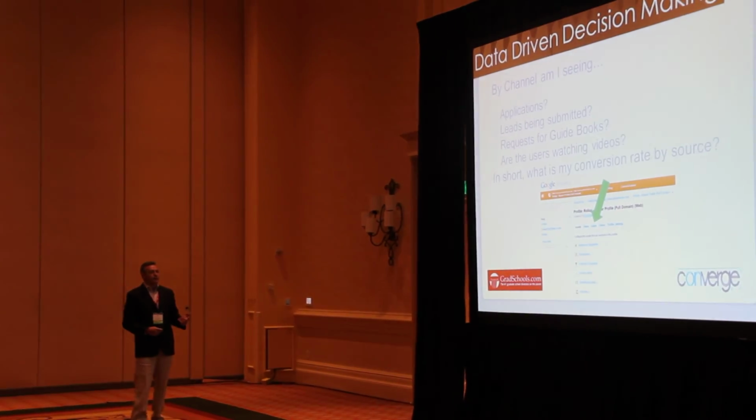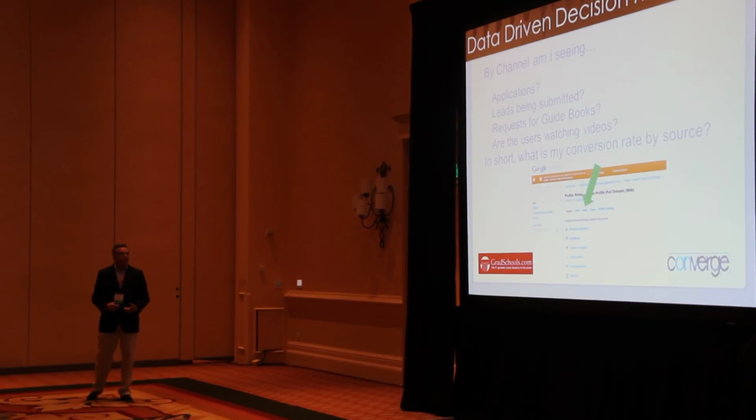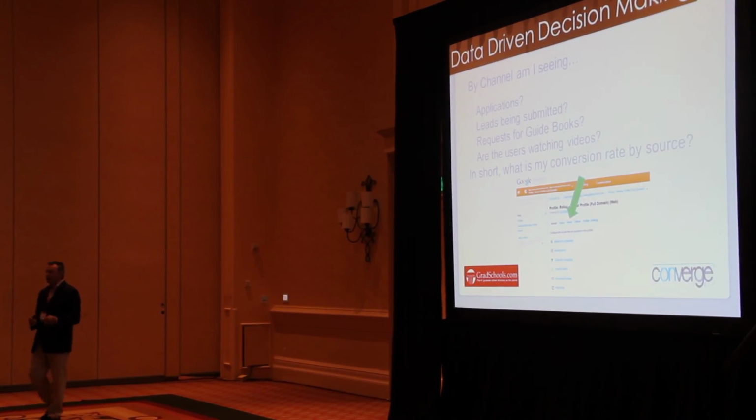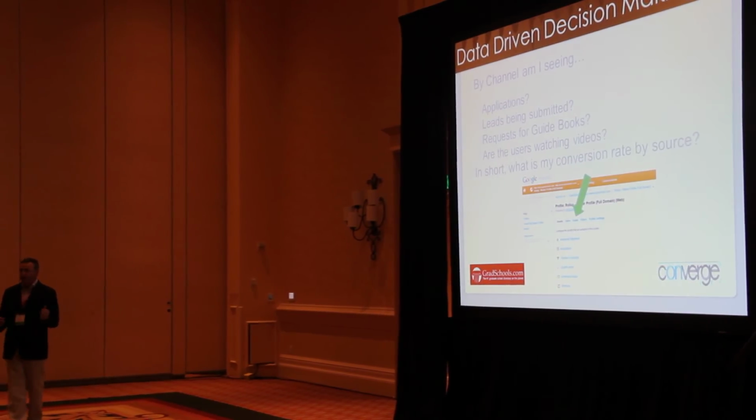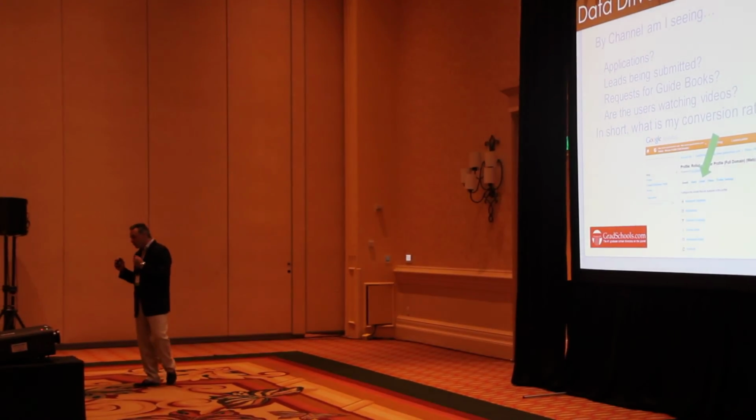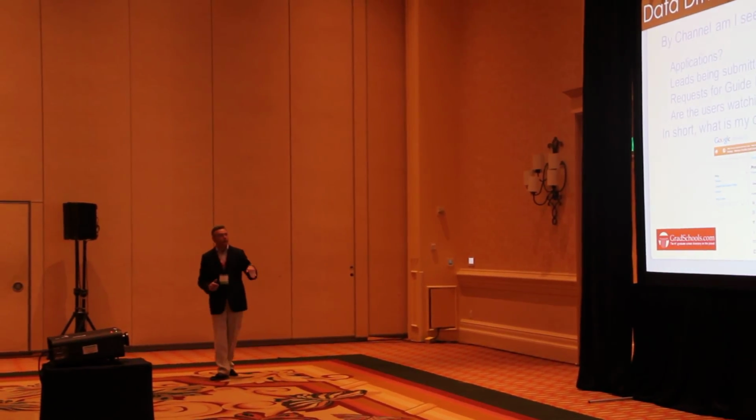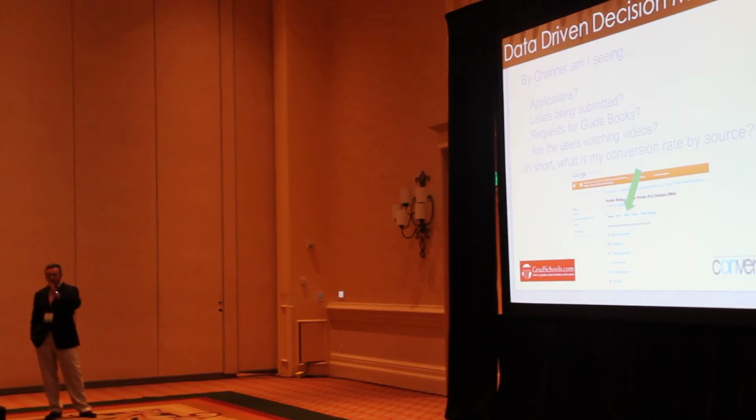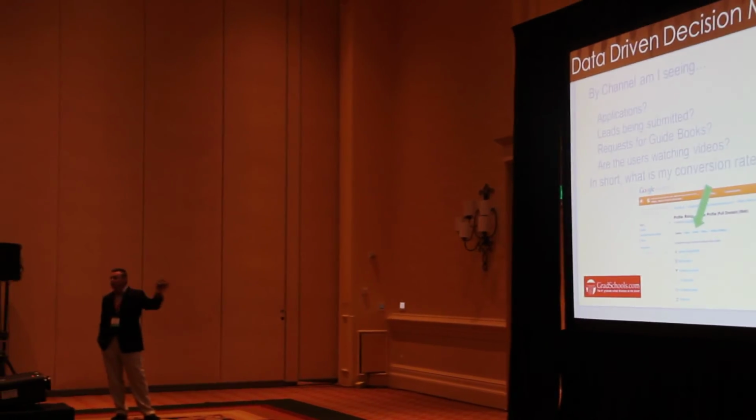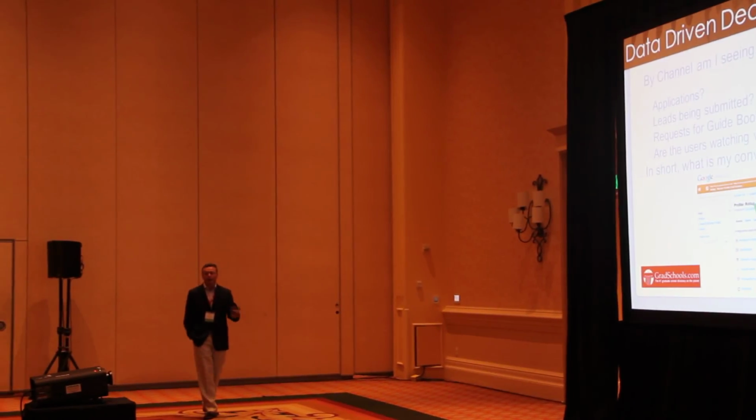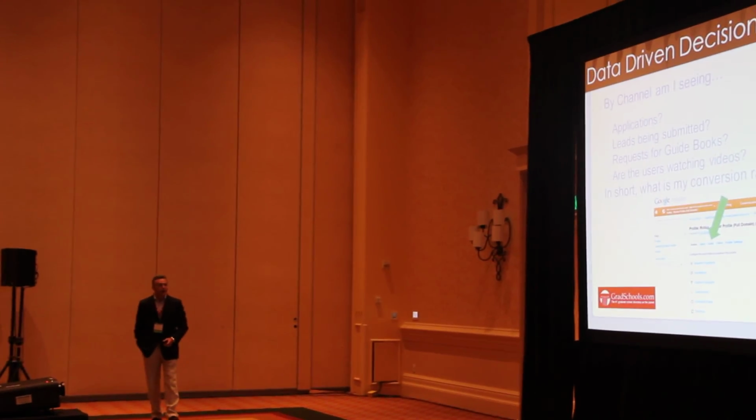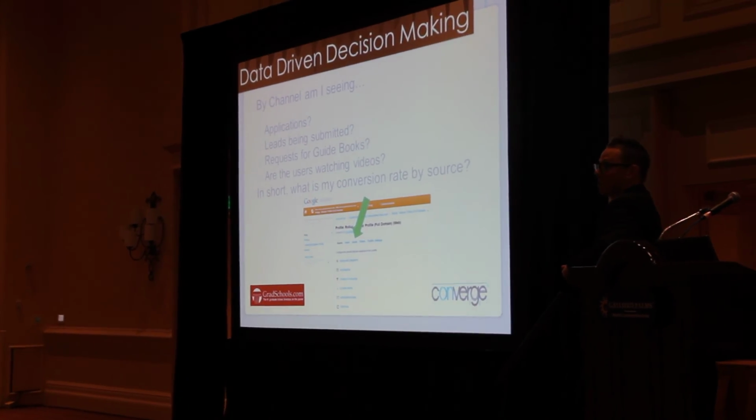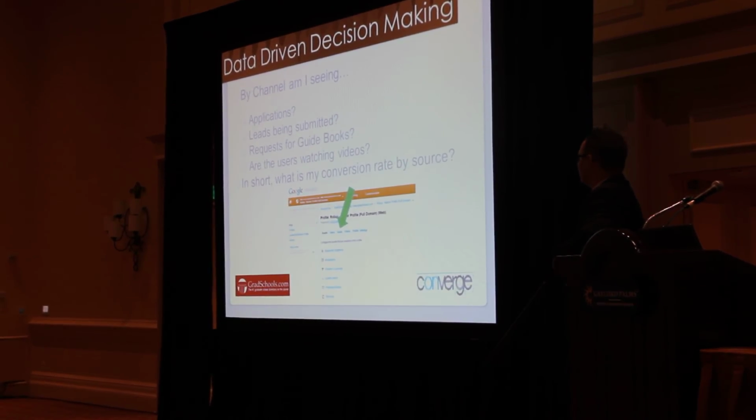So by channel, what am I seeing? Am I seeing applications, leads being submitted, requests for guidebooks? Are the users watching videos? Are they watching the entire video? As we talked about, the more you peel back the layers of the onion, the more you can track. And when you know what you're looking for, you know where to pour in. What's my conversion rate by source? Because that's really what you want to get down to with all this information. What source is converting better than others? And at the end of the day, you can end up being a hero because you'll be able to move those budget dollars to other places that are working, just because you have some insight into the goals that you're setting up.